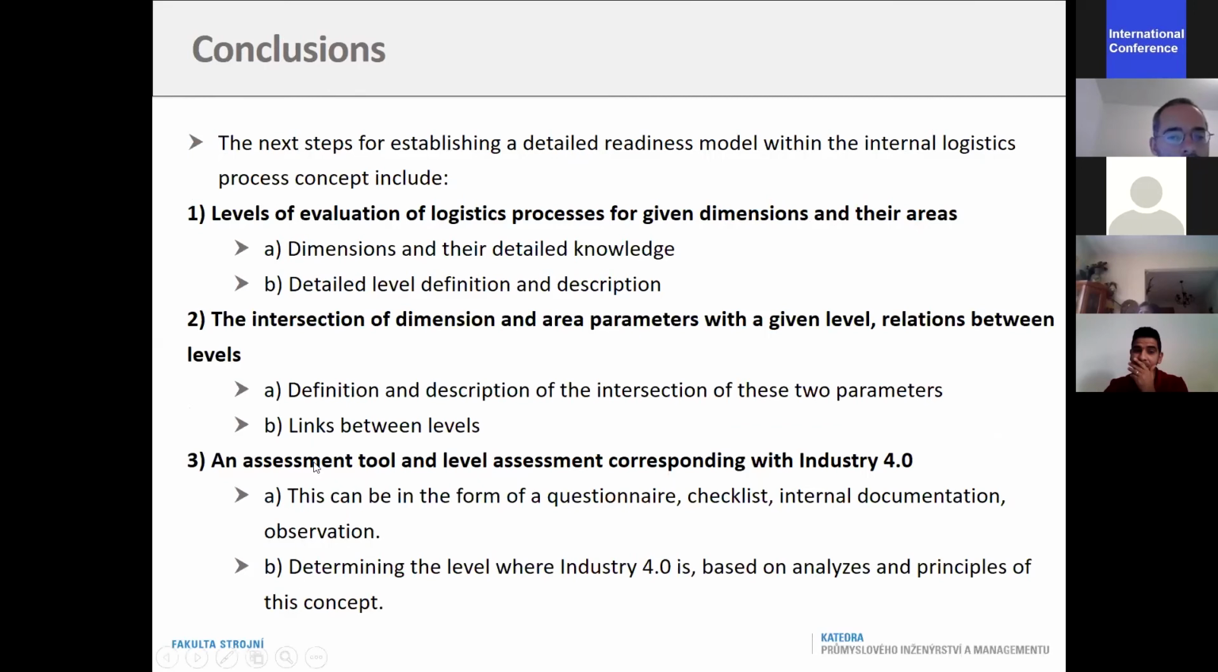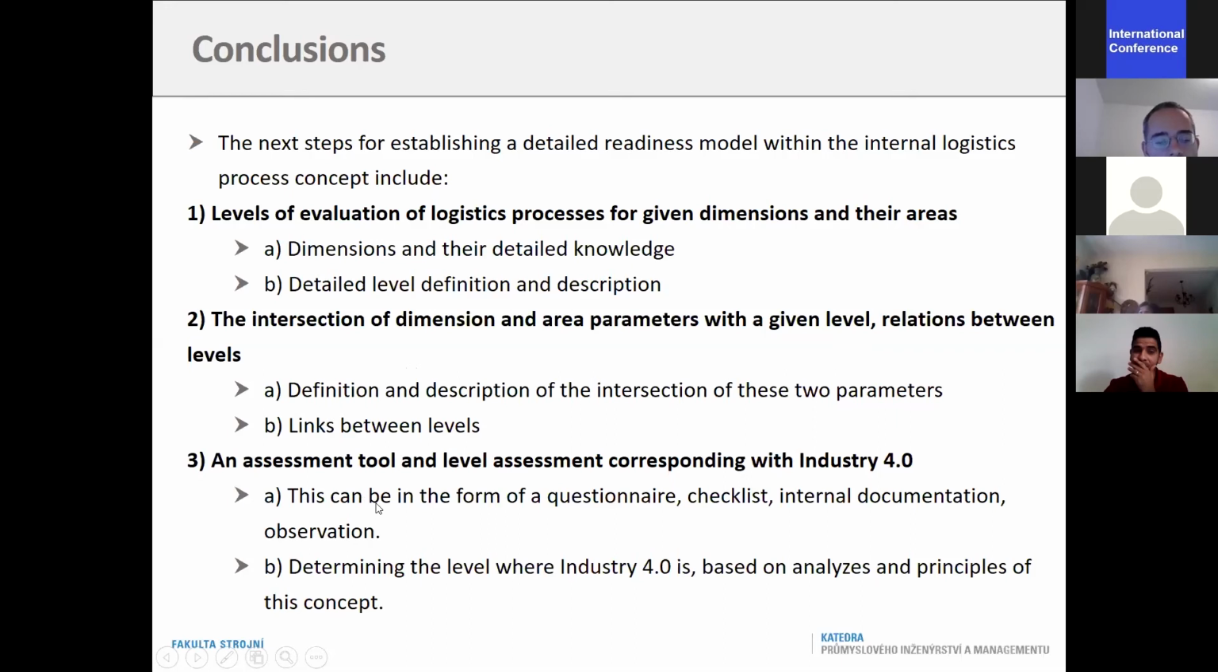You can see that this is very important because the levels of evaluation of logistic processes for given dimensions and their areas are divided into these 2 parts: dimensions and their knowledge, level definition of description. Same goes with dimension of area, parameters with a given level, relations between levels. That means definition of these 2 parameters and the link between them. And of course, the last point is assessment tool and level assessment corresponding with Industry 4.0.